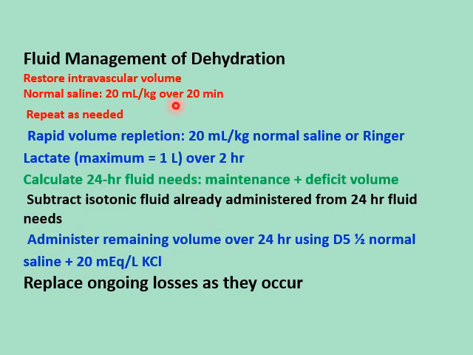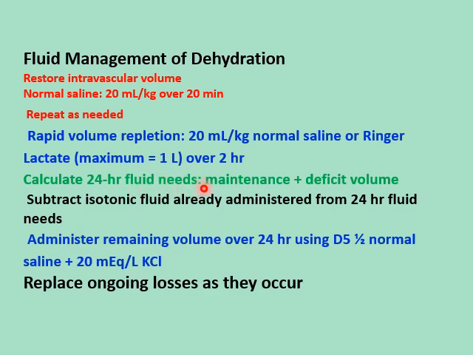Fluid management of dehydration. Restore intravascular volume by 20 ml per kg over 20-30 minutes. Repeat as needed until there is a perceptible pulse, proper perfusion, and the level of consciousness has changed, so you can resort to maintenance. Rapid volume repletion is 20 ml per kg, normal saline or Ringer lactate, maximum 1 liter over 2 hours.